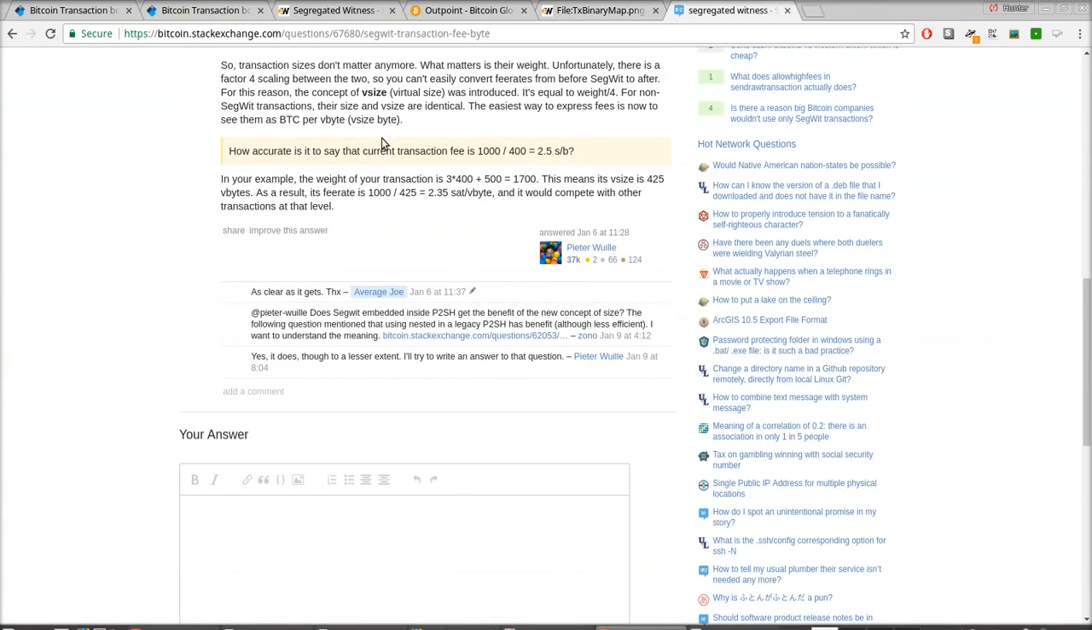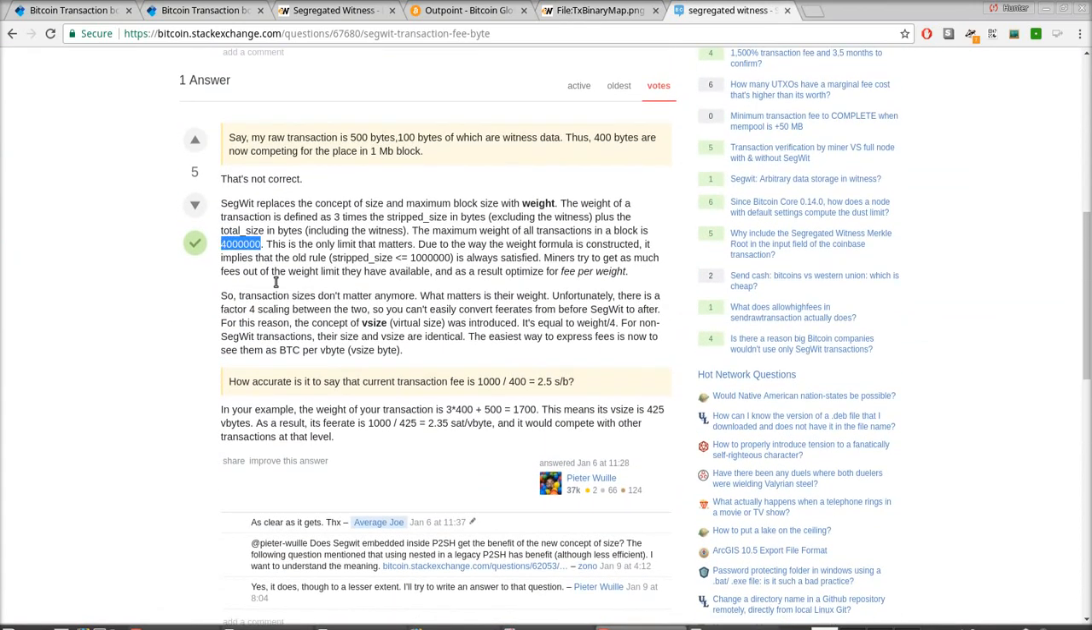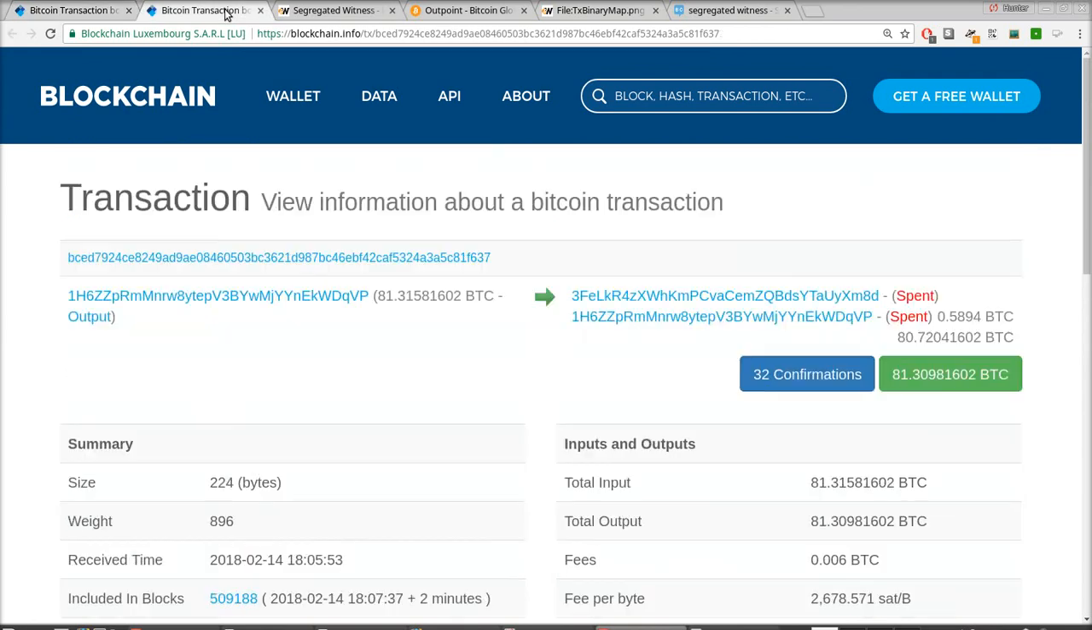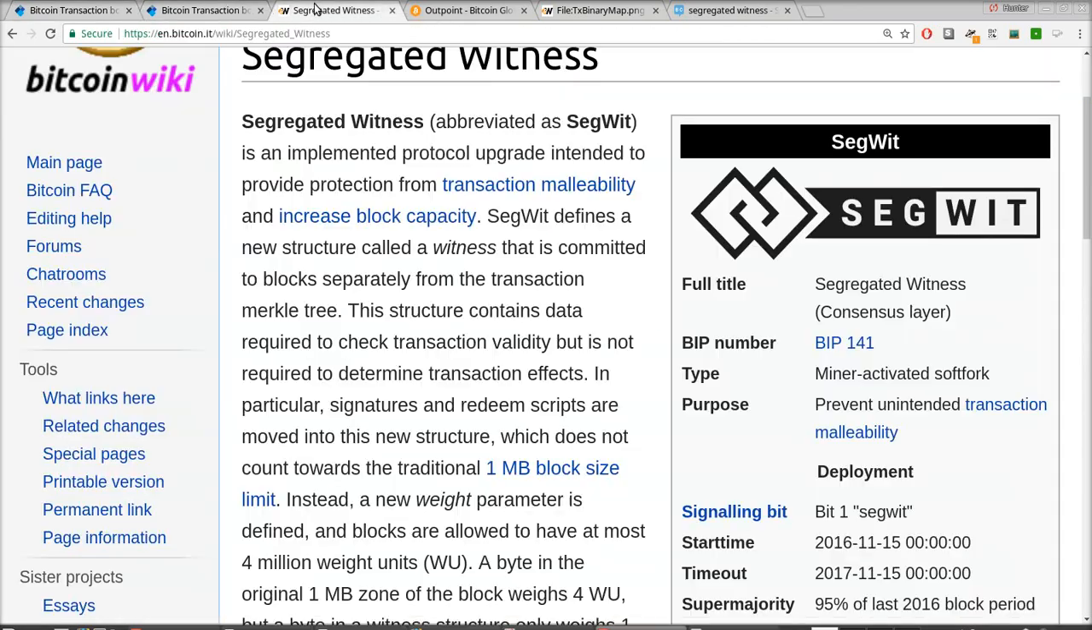So now every block has a weight limit instead of a size limit. The maximum weight of a block is 4 million. But that's still just 1 million bytes, which is 1 megabyte, which is the same as it always was. The difference is now you can do a SegWit transaction in which some of the information in the transaction comes along at a discounted rate.